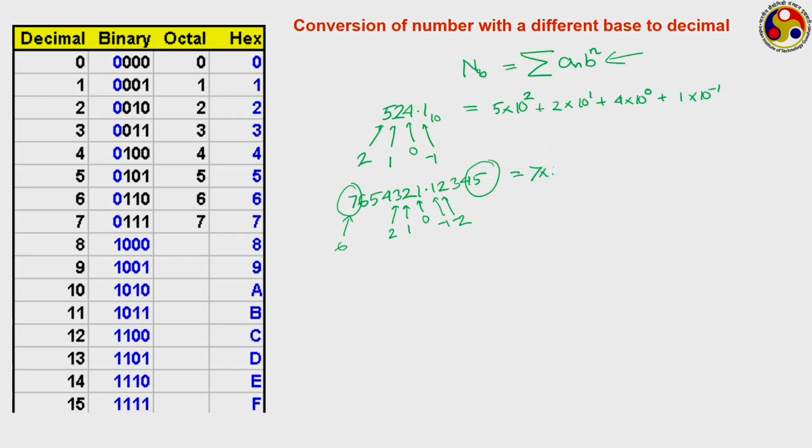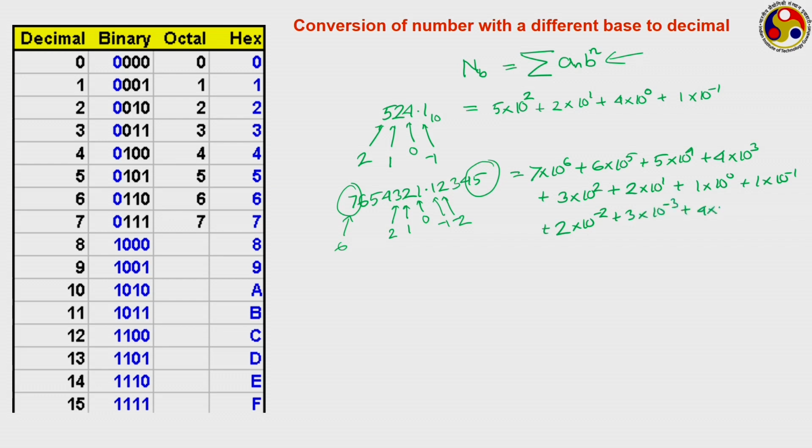So it will be 7 into 10 to the power 6, plus 6 into 10 to the power 5, plus 5 into 10 to the power 4, plus 4 into 10 to the power 3, plus 3 into 10 to the power 2, plus 2 into 10 to the power 1, plus 1 into 10 to the power 0, plus 1 into 10 to the power -1, plus 2 into 10 to the power -2, plus 3 into 10 to the power -3, plus 4 into 10 to the power -4, plus 5 into 10 to the power -5. So this way we can expand any number in this summation form.